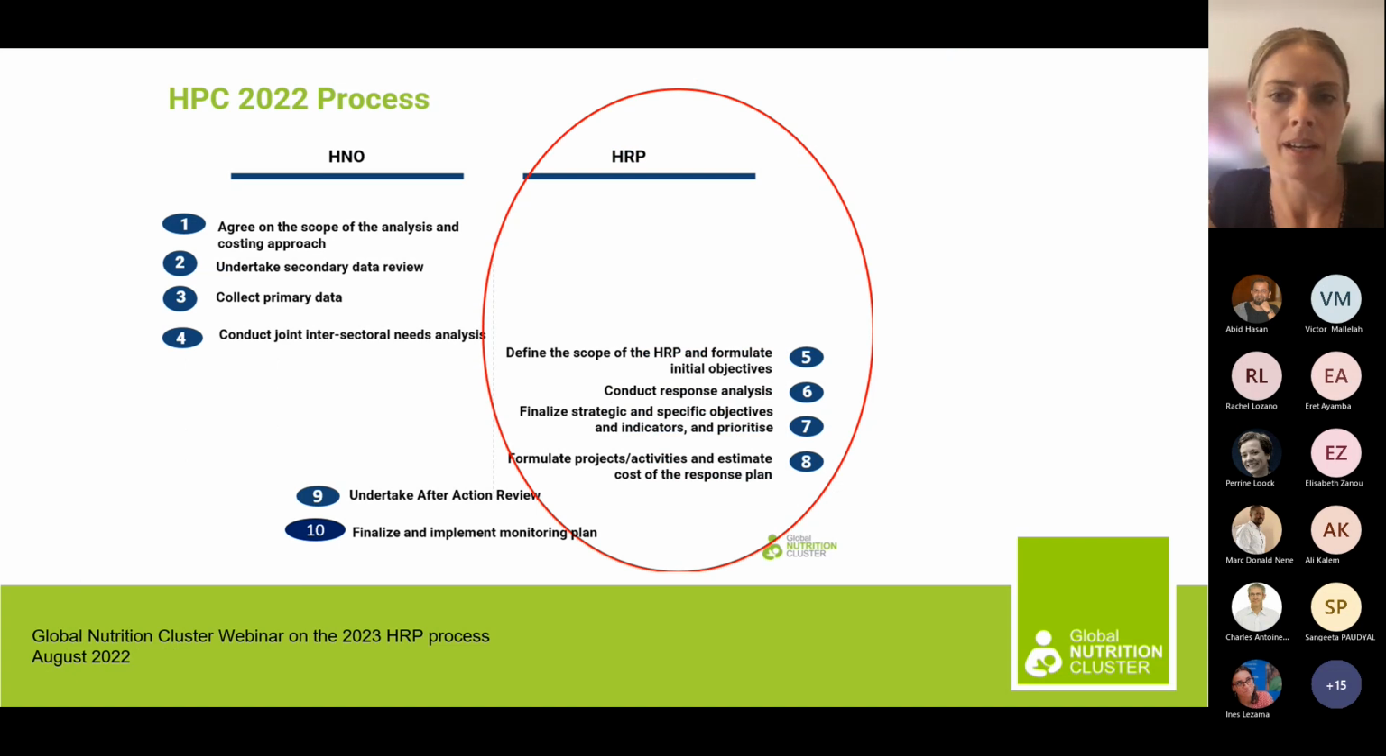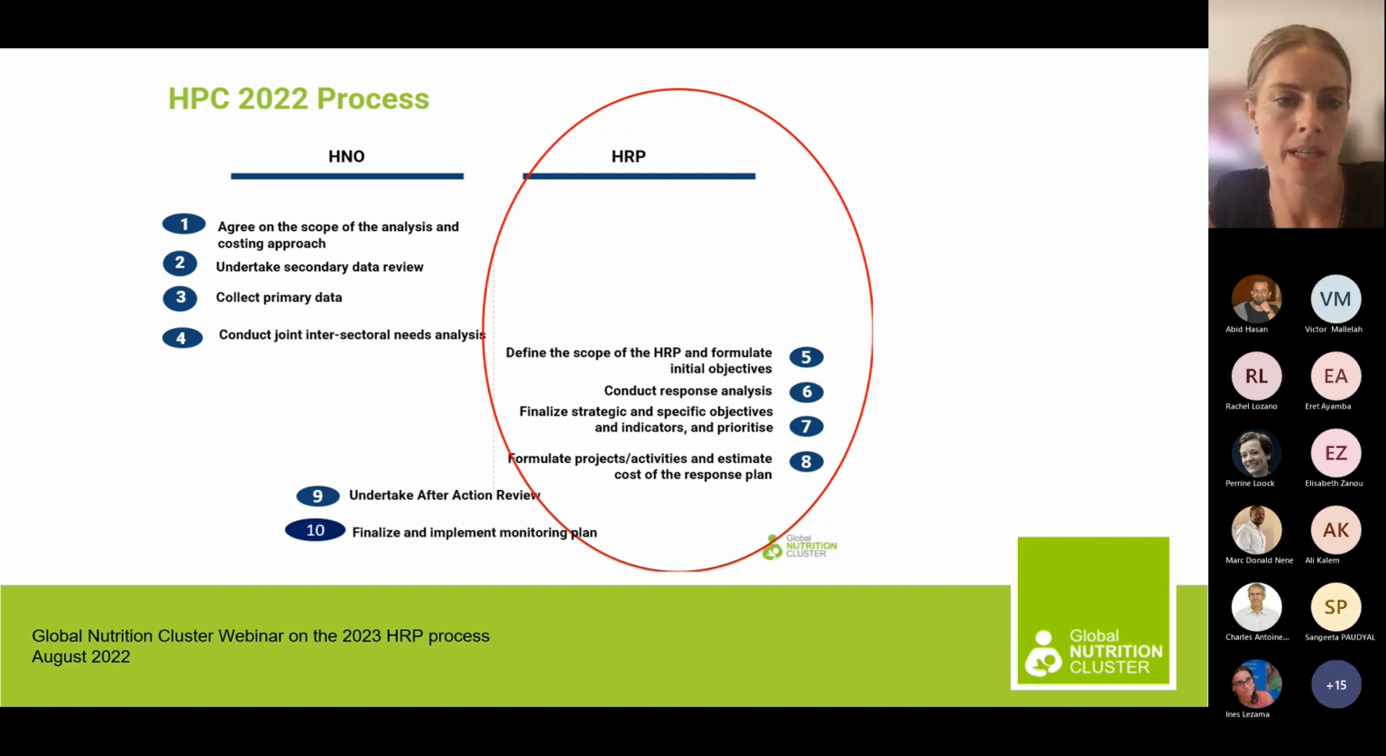This slide highlights the 10 steps of the HPC process, and this is sourced from the step-by-step guide. As you can see, they are the same 10 steps as last year, so nothing has changed here. This webinar will focus specifically on the four steps on the right-hand side. Steps 1 to 4 are more on the HNO process, but as you know, this will underpin the HRP process, which is from steps 5 to 8 of the HPC.